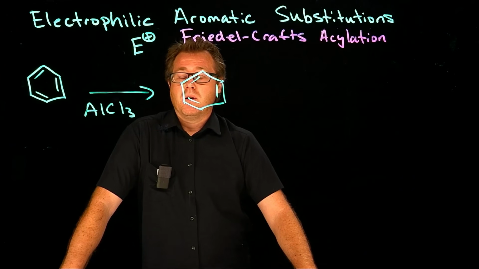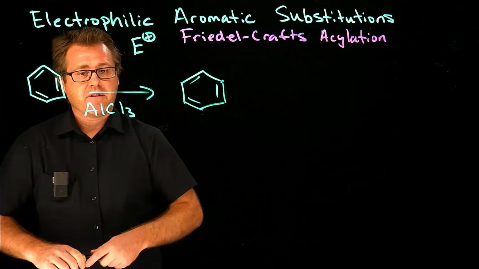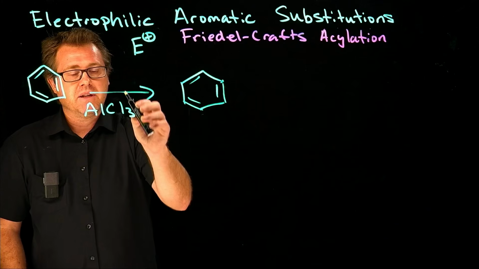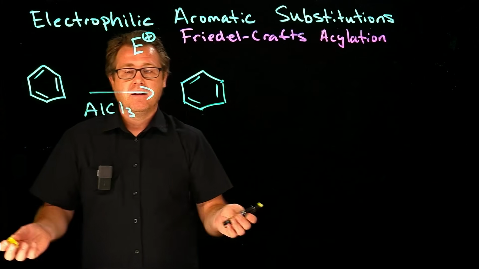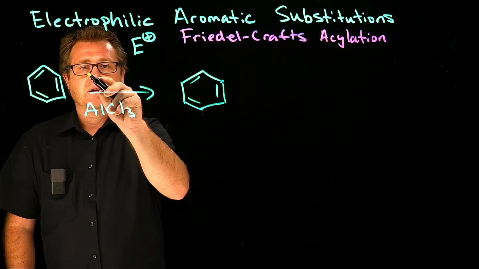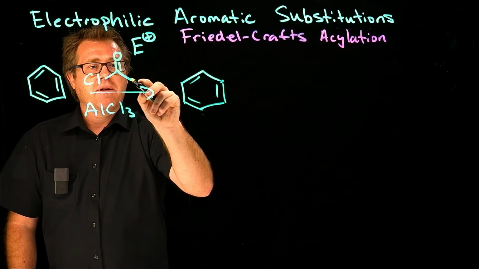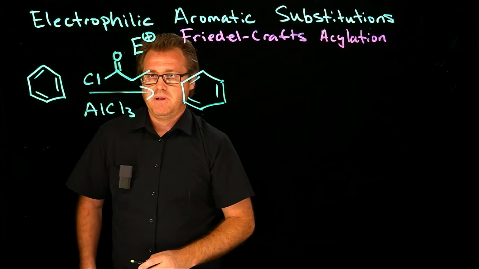So now I want to take a look at Friedel-Crafts acylation. And Friedel-Crafts acylation is also taking a halogen, okay? But now we are adding an acyl group to it.